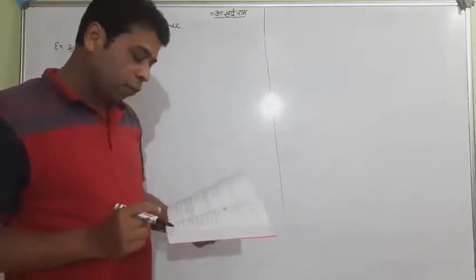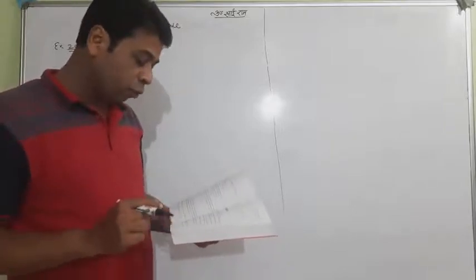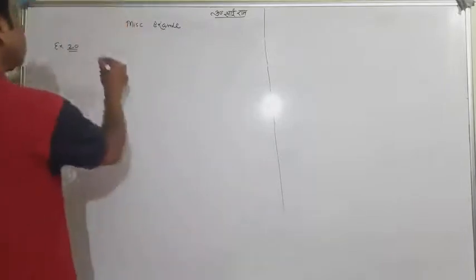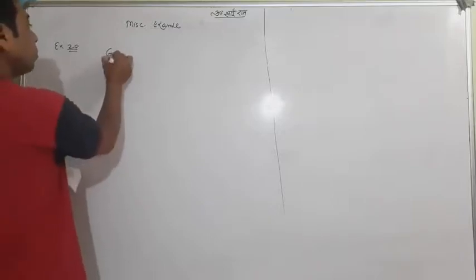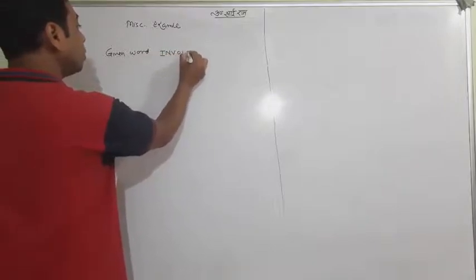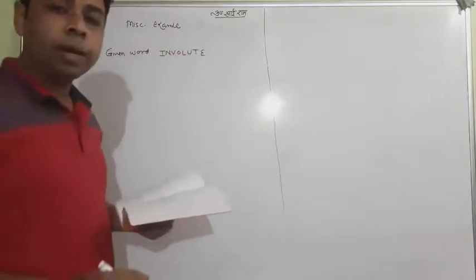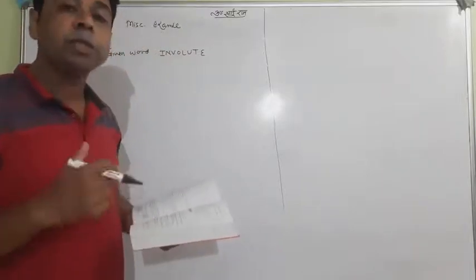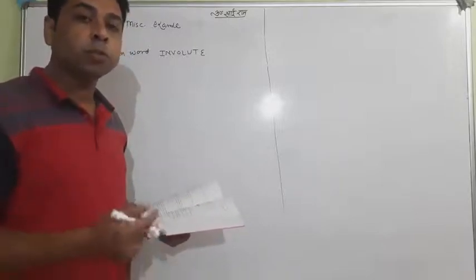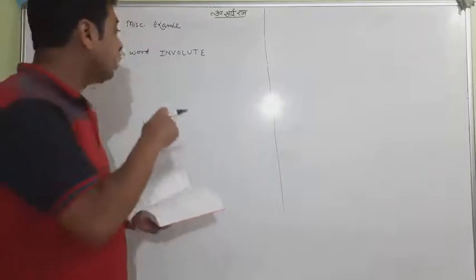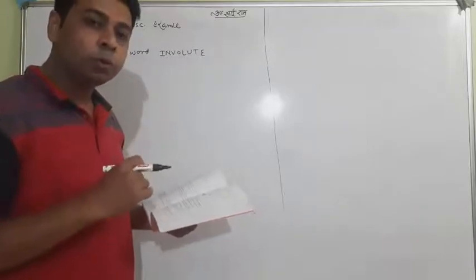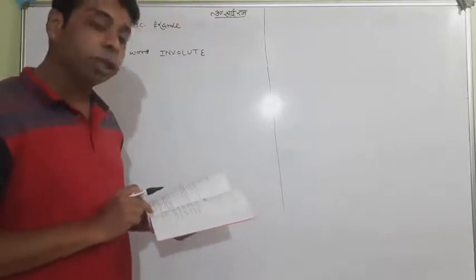How many words, with or without meaning, each of 3 vowels and 2 consonants can be formed from the letters of the word involute? So here the word given is involute, and we want to form different words. Whenever such a situational language comes, we want to form different words, it means it's a permutation. But this particular word is a 5-letter word. How would I know? Because it is written that each of 3 vowels and 2 consonants must be there.